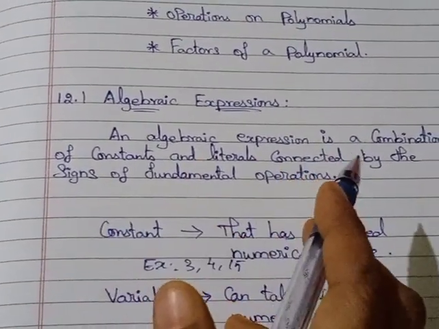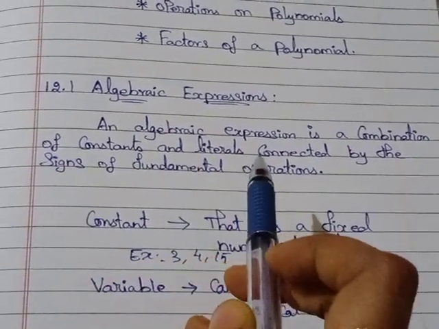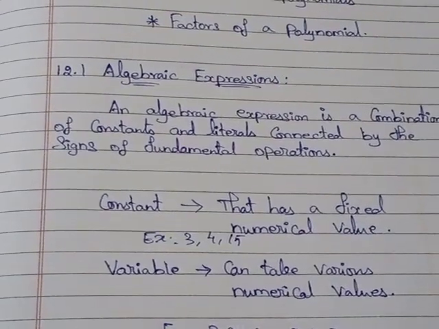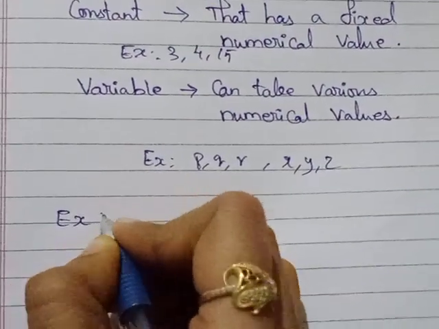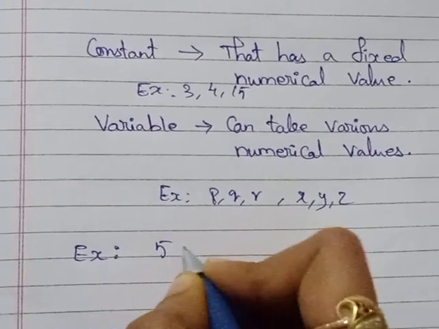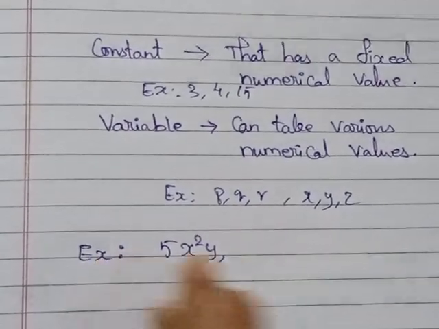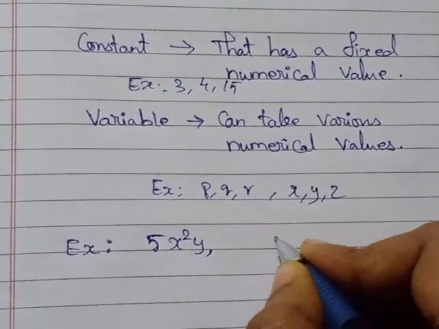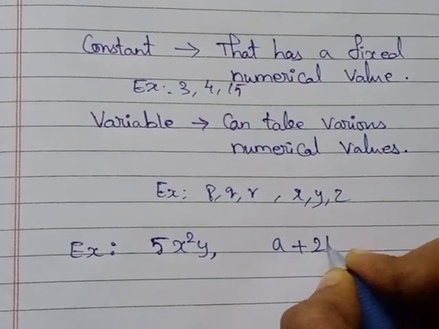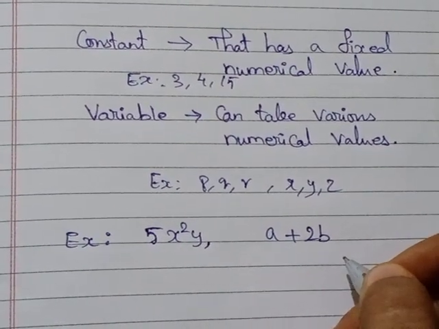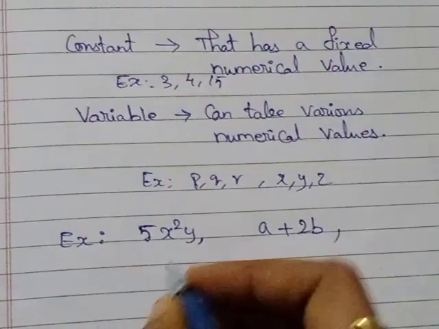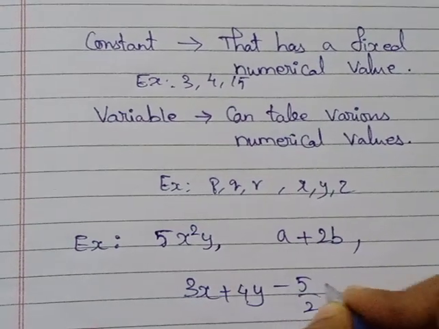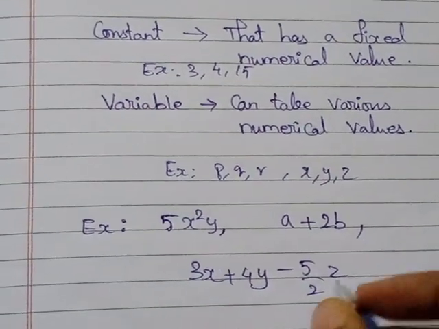Now, an algebraic expression is a combination of constants and literals connected by the signs of the fundamental operations. For example, the algebraic expression 5x squared y. This is an algebraic expression. a plus 2b. This is also an algebraic expression. 3x plus 4y minus 5 by 2 z. These are also algebraic expressions.